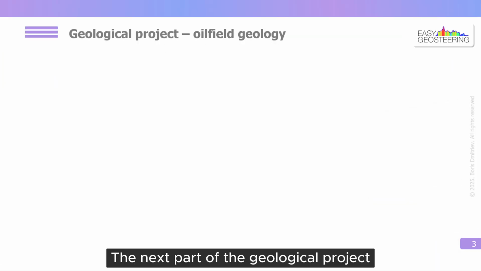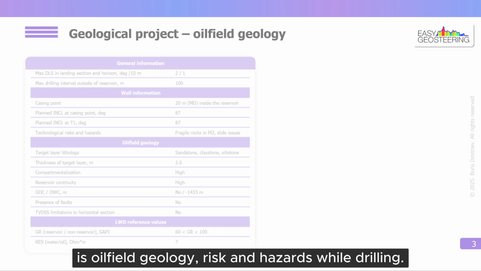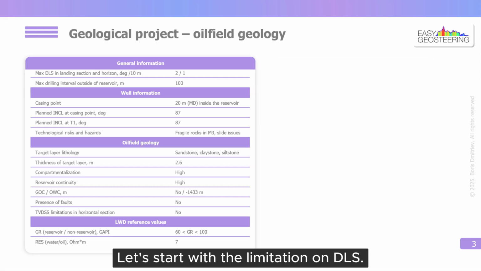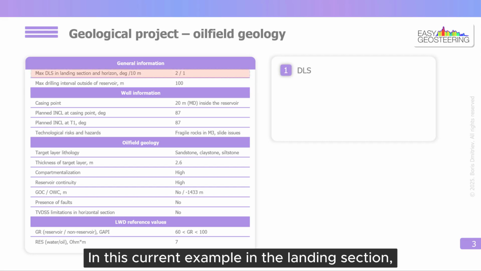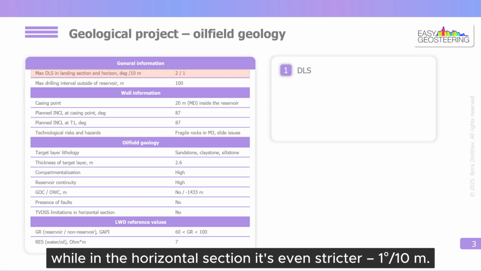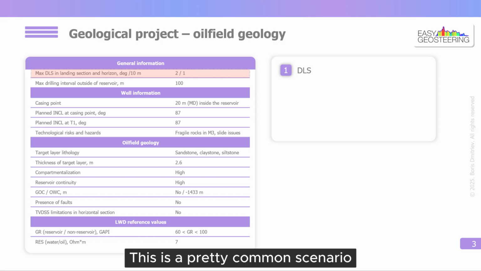The next part of the geological project is oilfield geology, risk and hazards while drilling. Let's start with the limitation on DLS. In this current example, in the landing section we cannot exceed 2 degrees per 10 meters, while in the horizontal section it's even stricter, 1 degree per 10 meters. This is a pretty common scenario since the horizontal section typically has more requirements due to completion assembly.